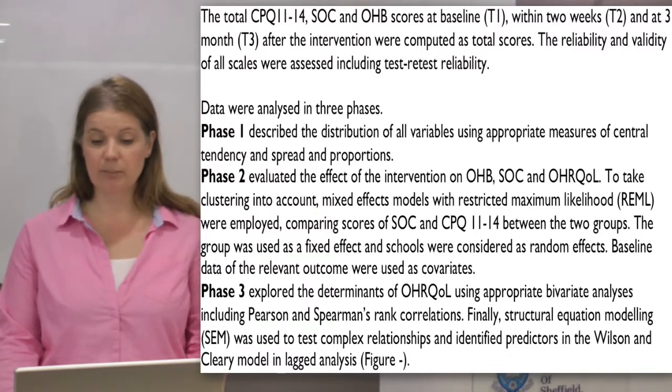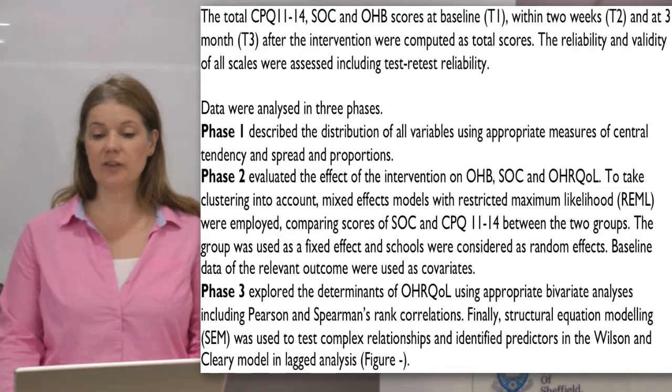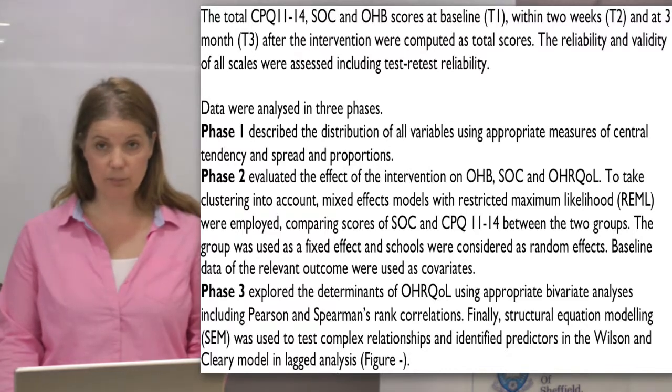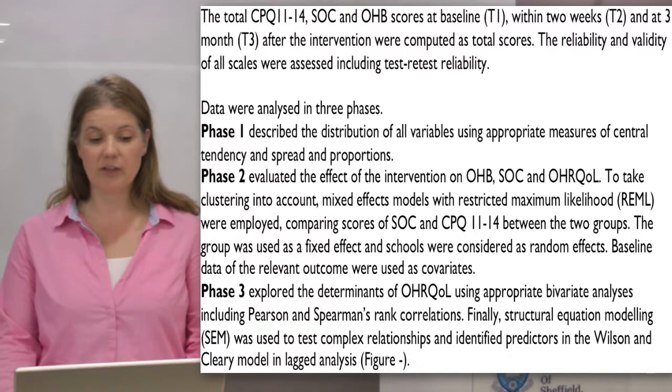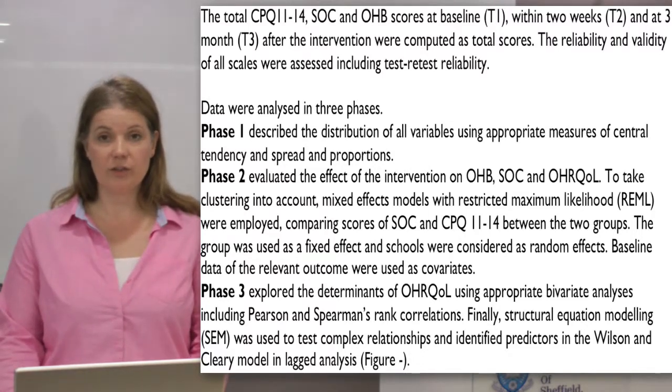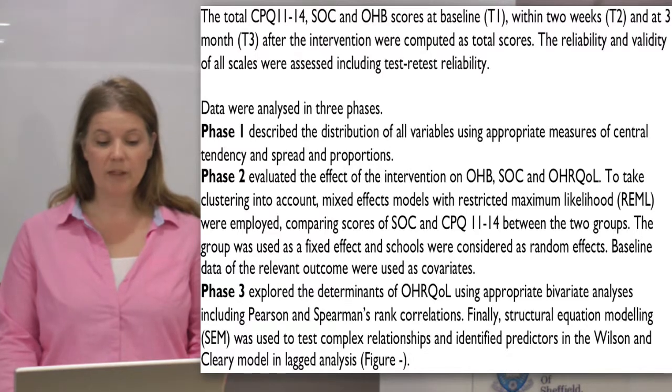So they were all assessed at baseline, and then they were assessed again at 2 weeks and at 3 months after the intervention. So we calculated total scores for each of those, and then we checked the reliability and validity of those scores. She then went on to analyse in 3 phases that were mapped very specifically onto those objectives and hypotheses I've just talked about. So firstly, she described the data in phase 1. She then evaluated the effect of the intervention.